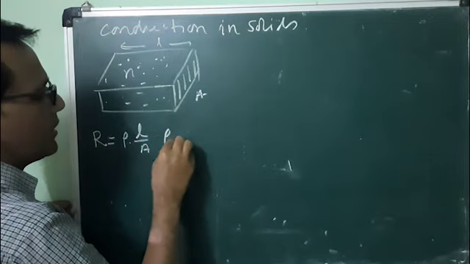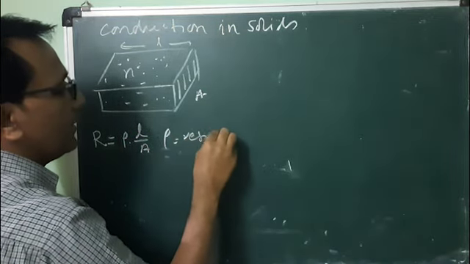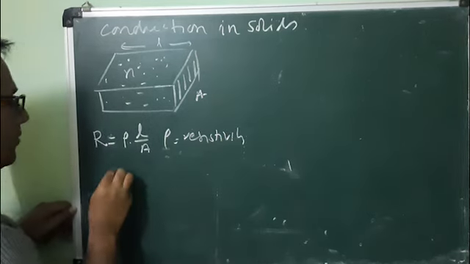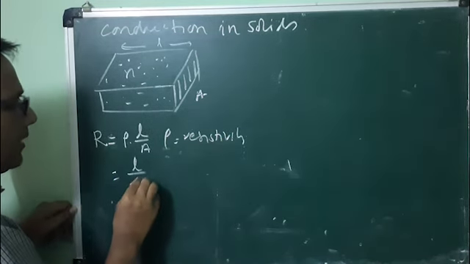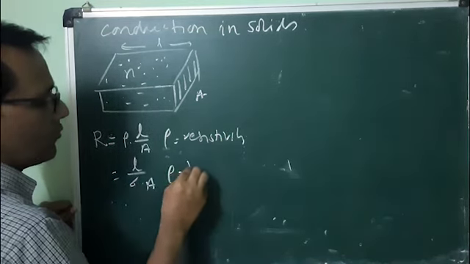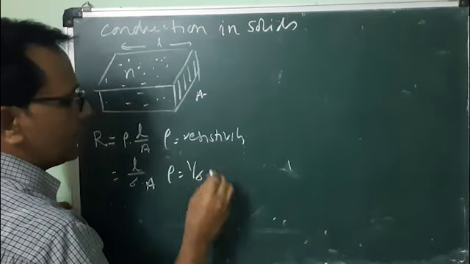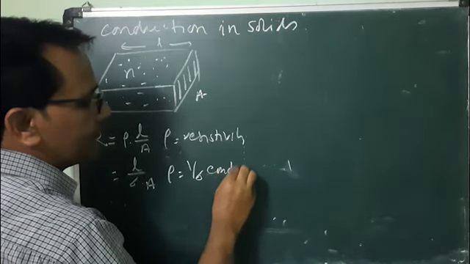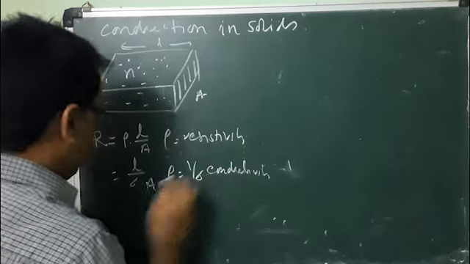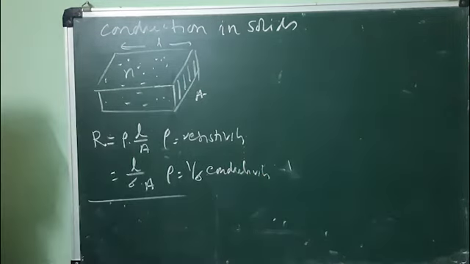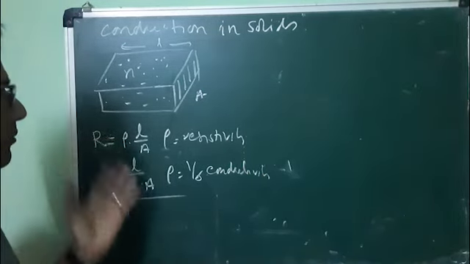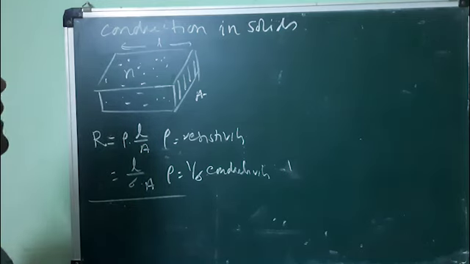So here rho is the resistivity, and one can also write this as R = L by sigma A, where rho is equal to 1 by sigma. This sigma is actually the conductivity. So these are some basic terms which students should know from 12th level physics.